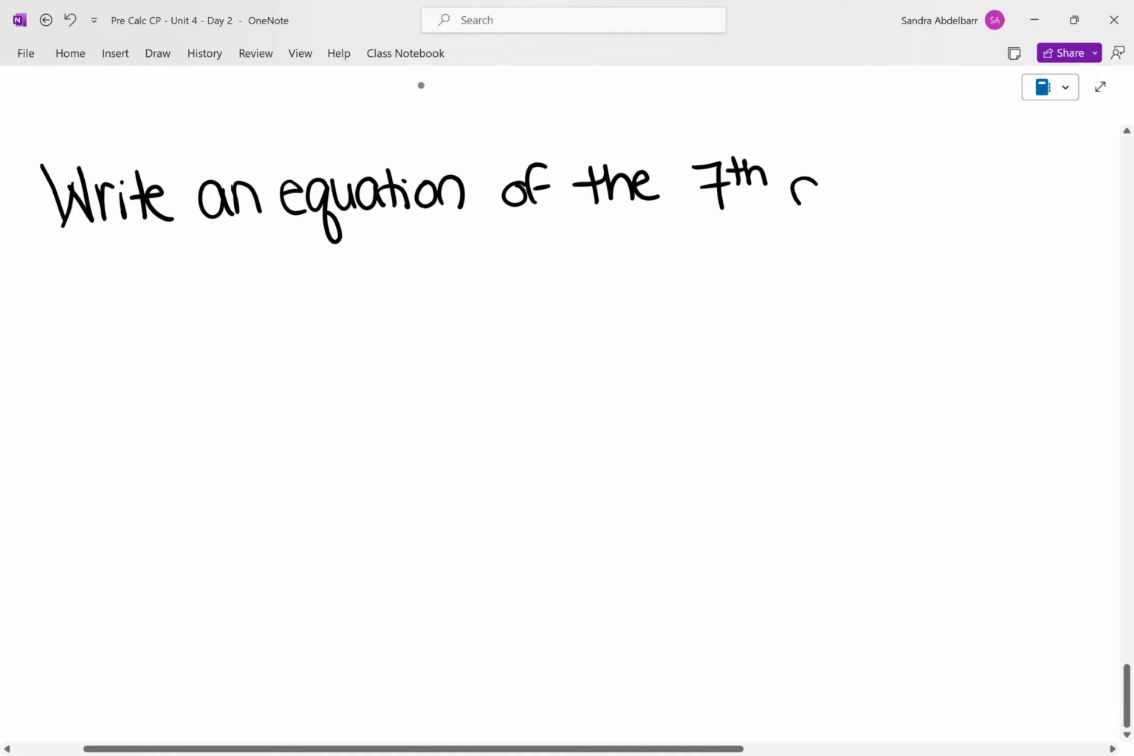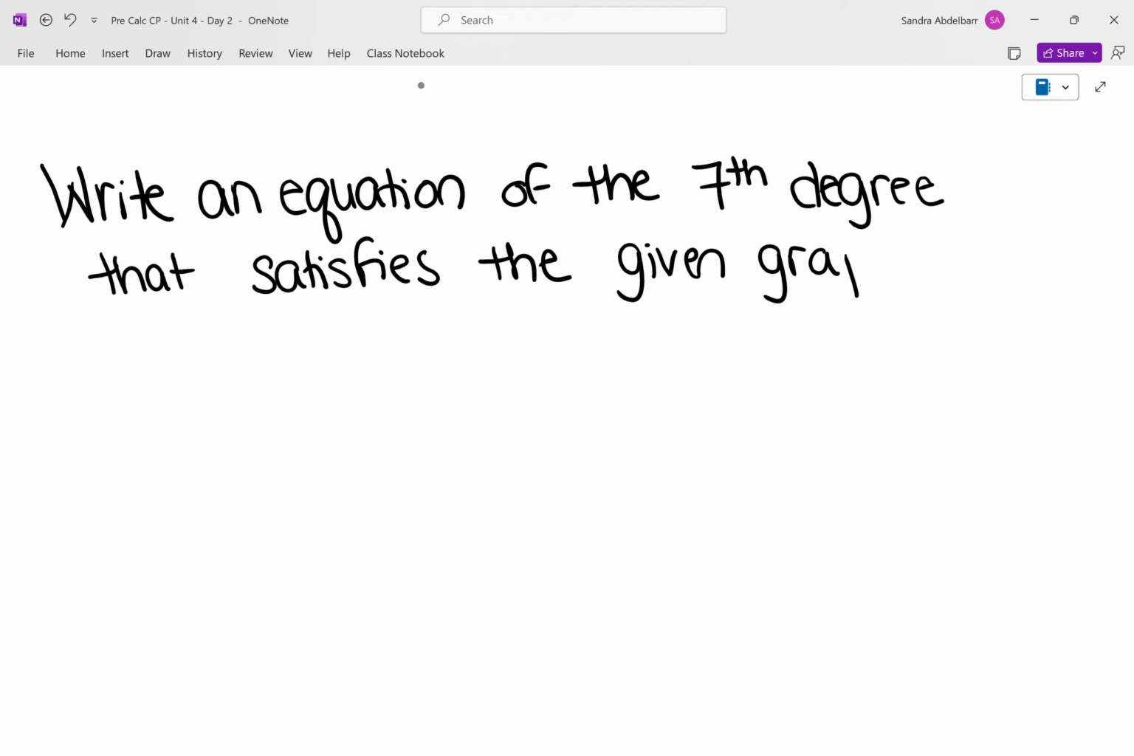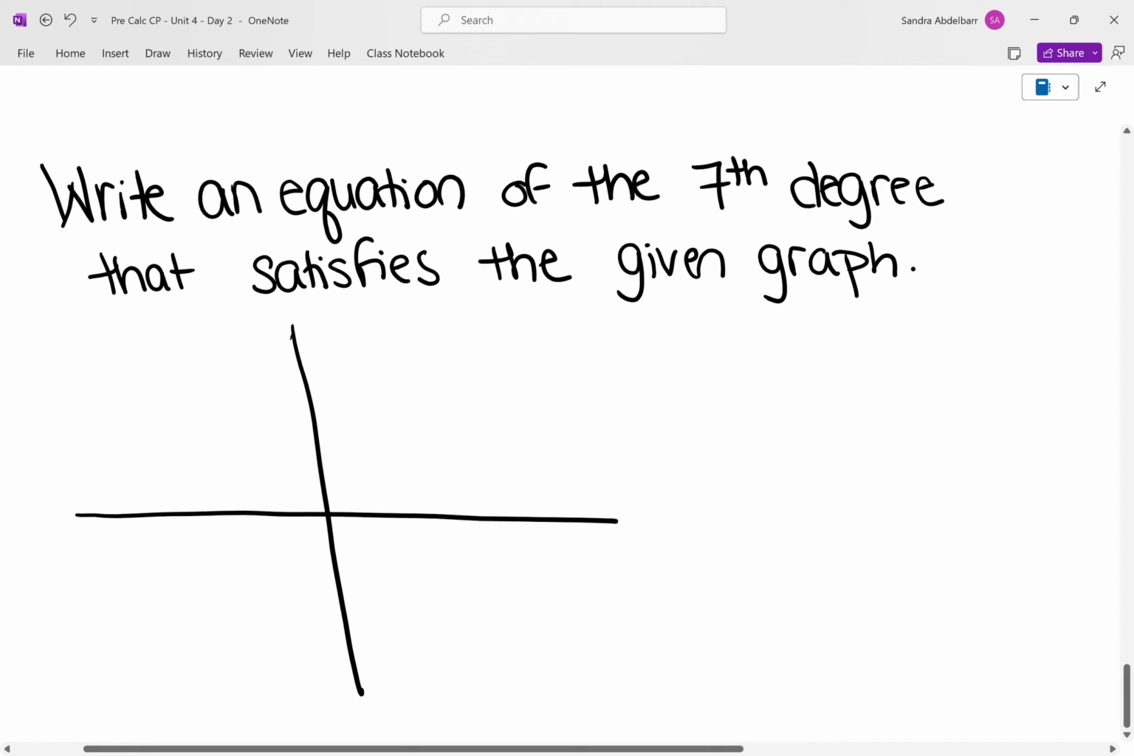Write an equation of the 7th degree that satisfies the given graph. And I'll give you the graph. It's too hard. It's not that bad. But I am going to add another element that makes it a little bit more involved.